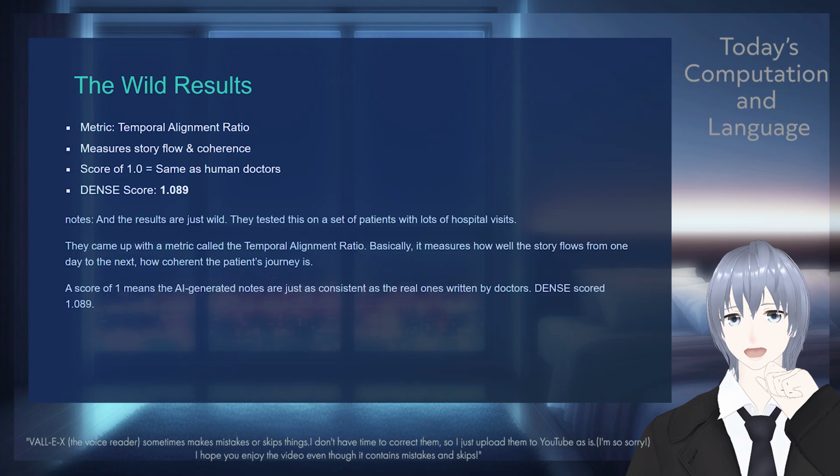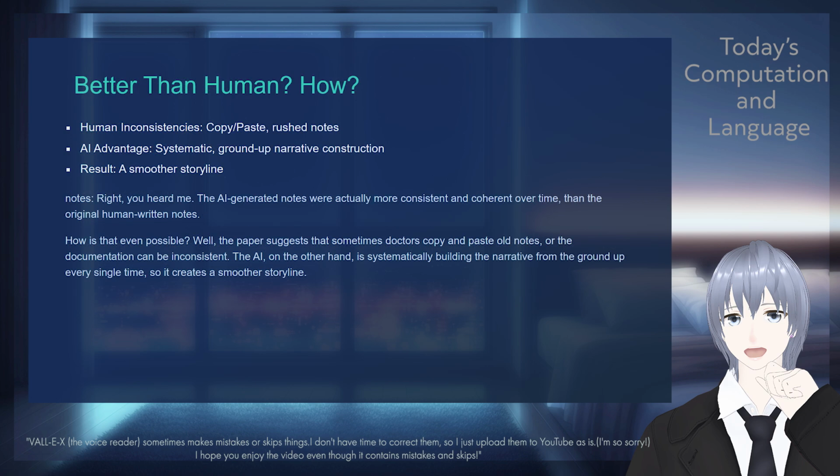And the results are just wild. They tested this on a set of patients with lots of hospital visits. They came up with a metric called the temporal alignment ratio. Basically, it measures how well the story flows from one day to the next, how coherent the patient's journey is. A score of 1 means the AI-generated notes are just as consistent as the real ones written by doctors. DENSE scored 1.89. The AI-generated notes were actually more consistent and coherent over time than the original human-written notes.